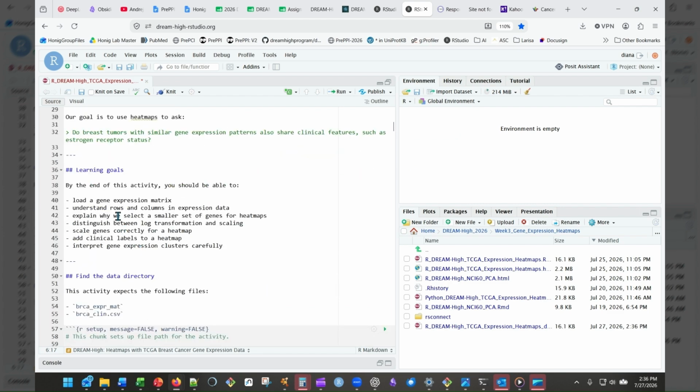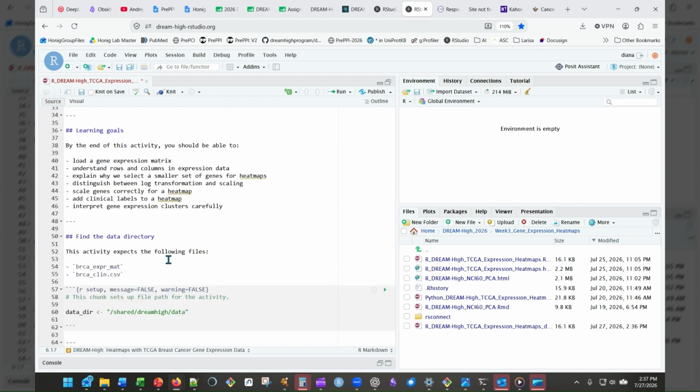So our learning goals are to load a gene expression matrix, which we've done for you. We've created that. We've done the so-called data wrangling. We want you to understand what the rows and columns mean, to explain why selecting a smaller set of genes for heat maps is a reasonable approximation. We'll talk a little bit about log transformation and scaling. And we're going to add clinical labels to the heat map. This will be pretty exciting, I think.